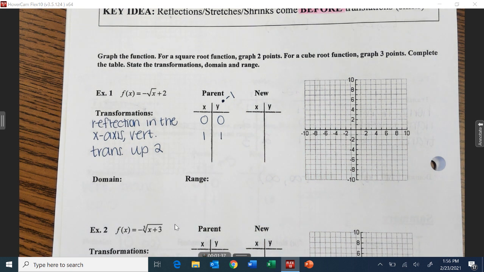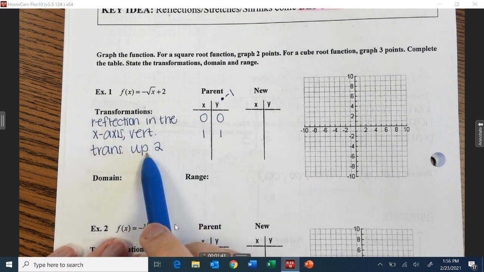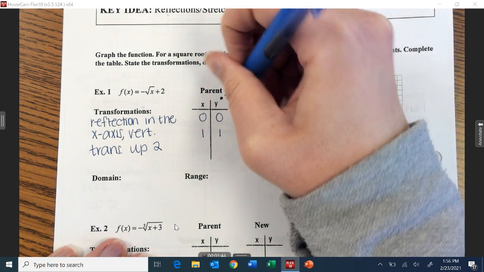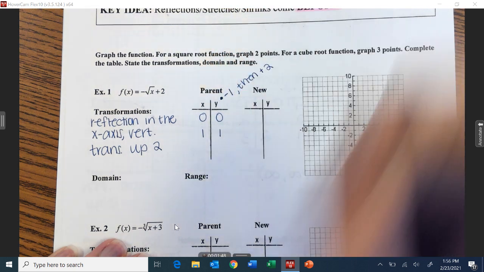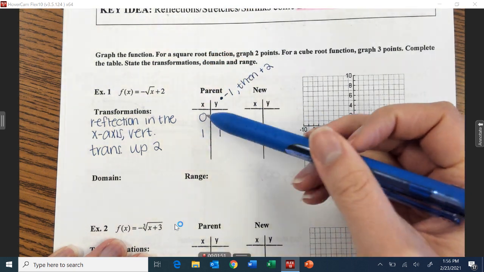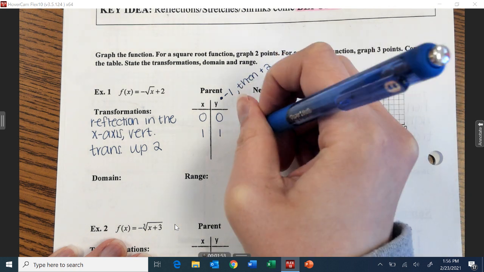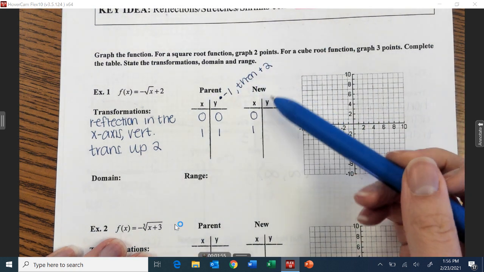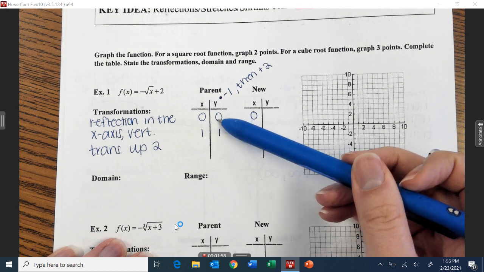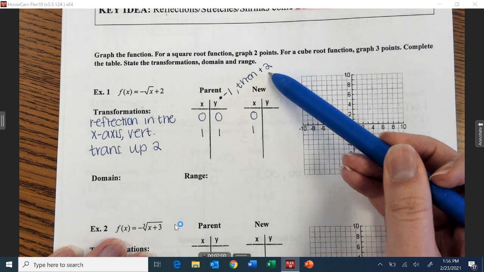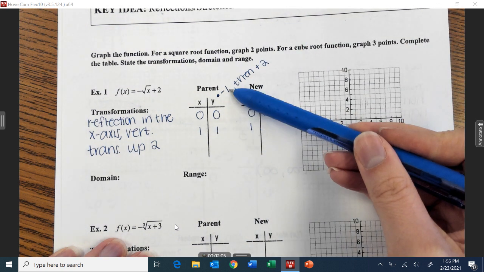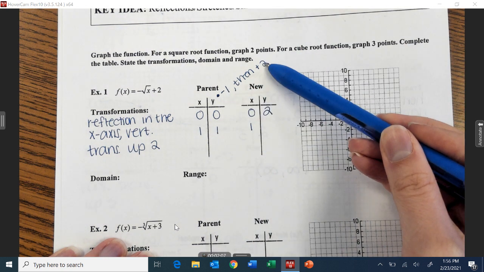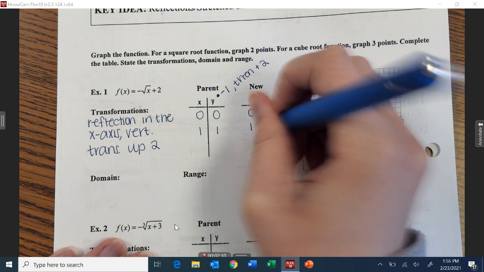I have to do my multiplication first because of order of operations. From there, we're vertically translating up 2. So we're going to multiply by -1 in the y's. Then we're going to add 2. We're not changing the x's at all, so we just rewrite those as 0 and 1. So for our new y values, 0 times -1 is 0. 0 plus 2 is 2. 1 times -1 is -1. -1 plus 2 is 1.